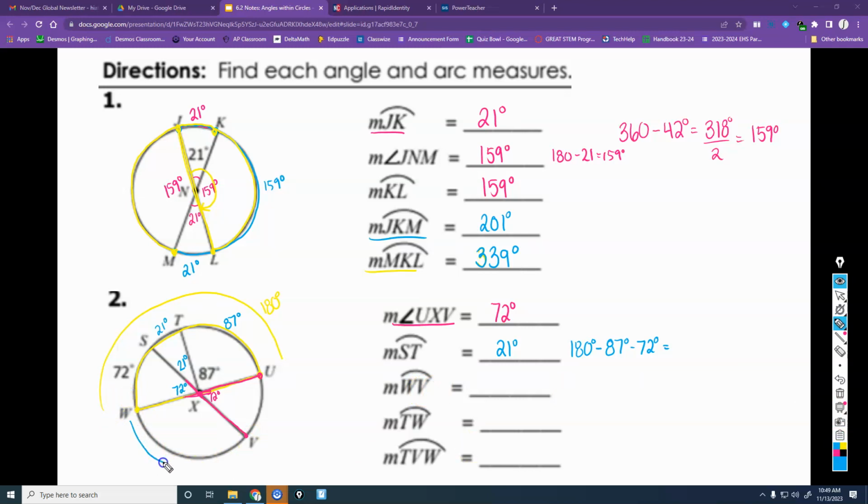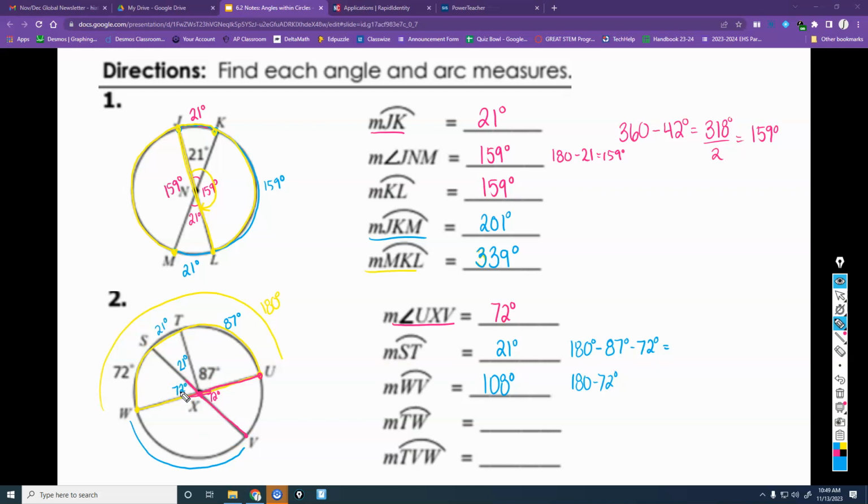What's this piece right here, WV? What's that going to be? All right, how'd you get it? All right, 180 minus 72 will give you 108. That will work. So you could take, because that's a diameter right there, 180 minus that 72.